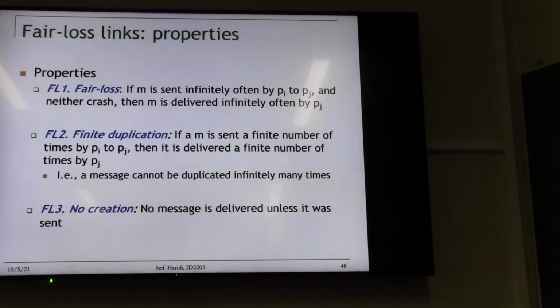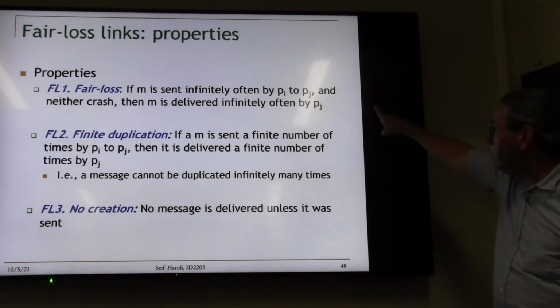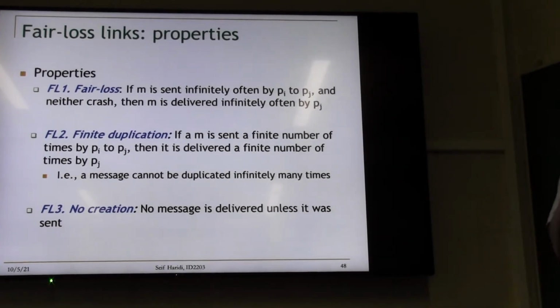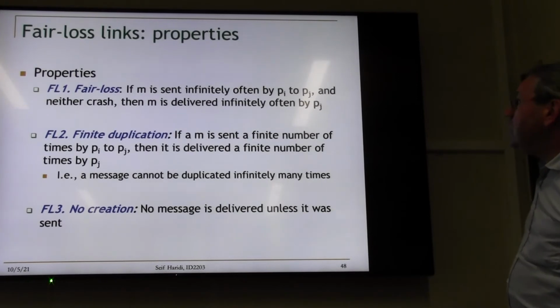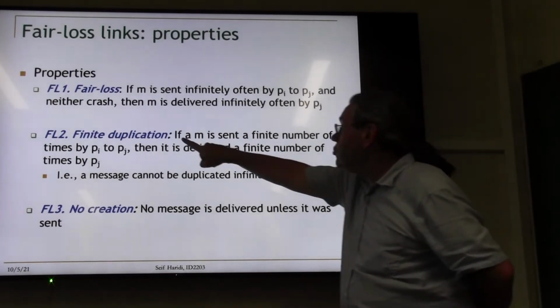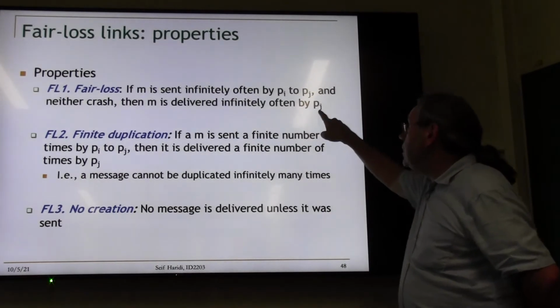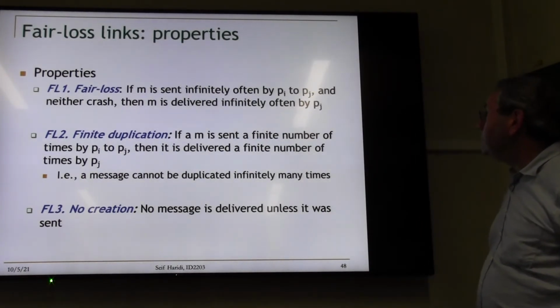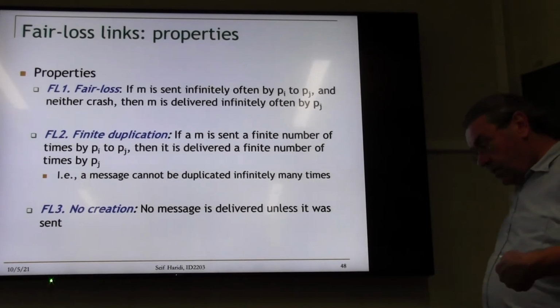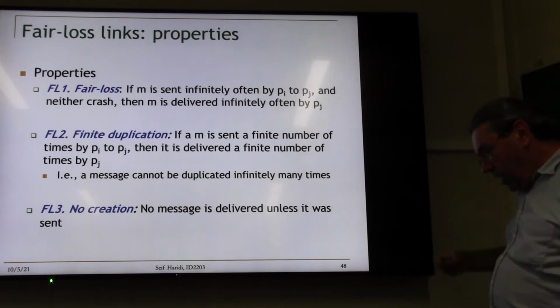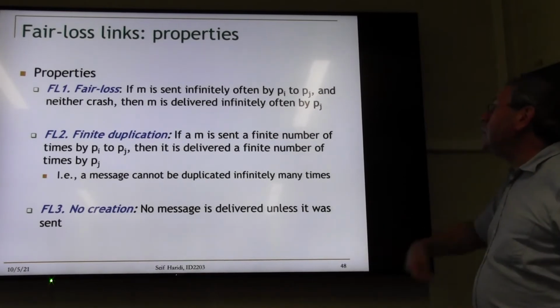So they're called FL1, FL2, FL3. FL1, fair loss. I'm going to write these properties in English, but in fact they're formal properties. If M is sent infinitely often by PI to PJ, and neither of them crash, then M is delivered infinitely often by PJ. So that means if you keep sending M on one side, an infinite number of times, so forever, it will keep arriving on the other side.